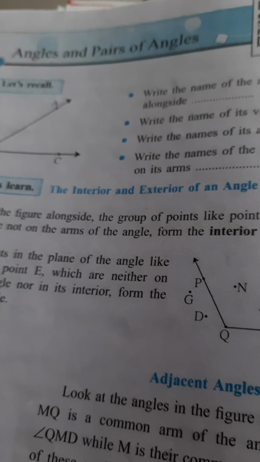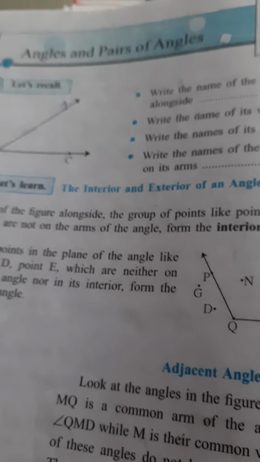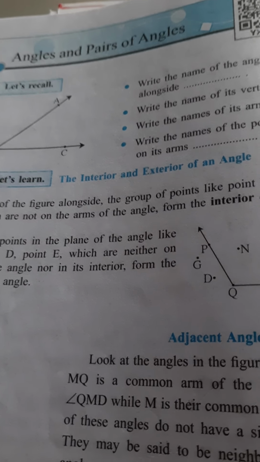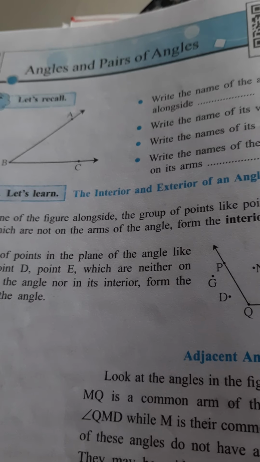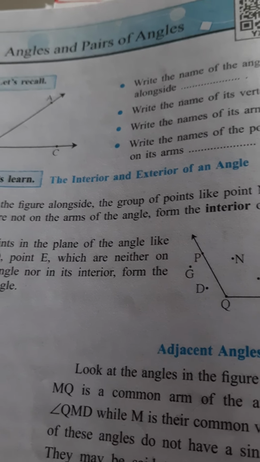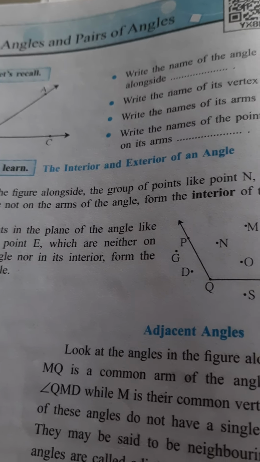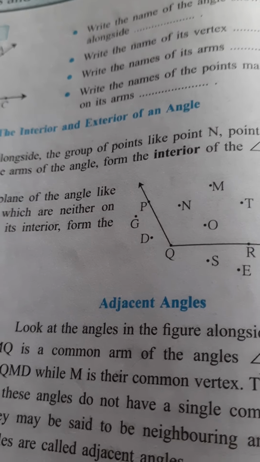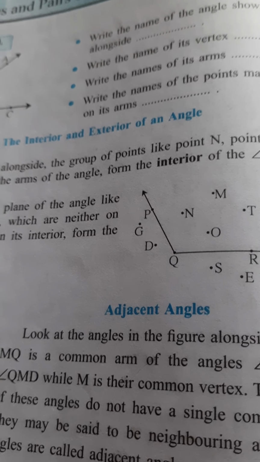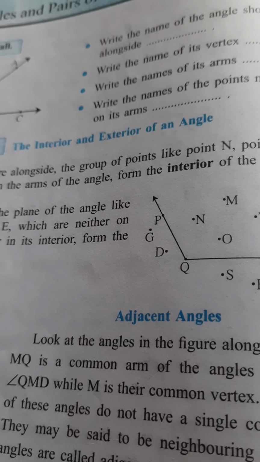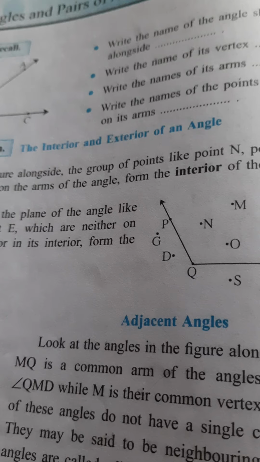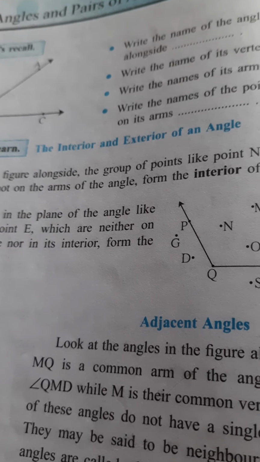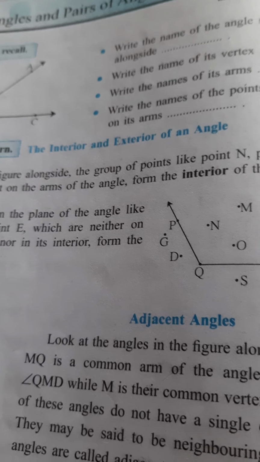Today we will learn mathematics, that is lesson number 4, angles and pairs of angles. Last time we have learned complementary angles and supplementary angles. Also we have learned exterior points, points in the interior, points in the exterior, and points in the arms of the angles.